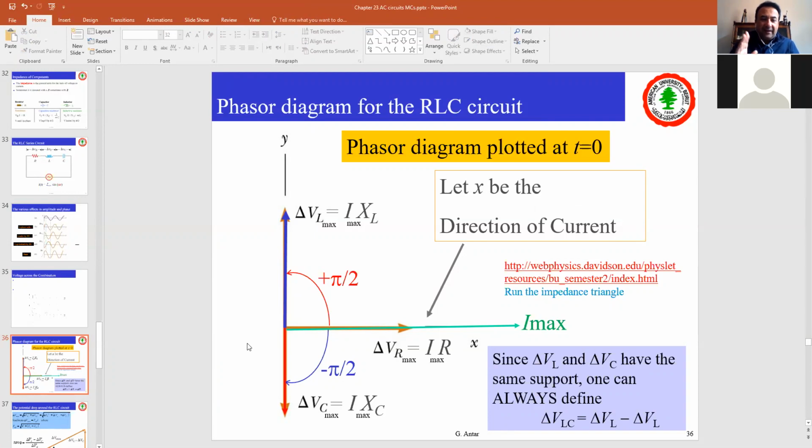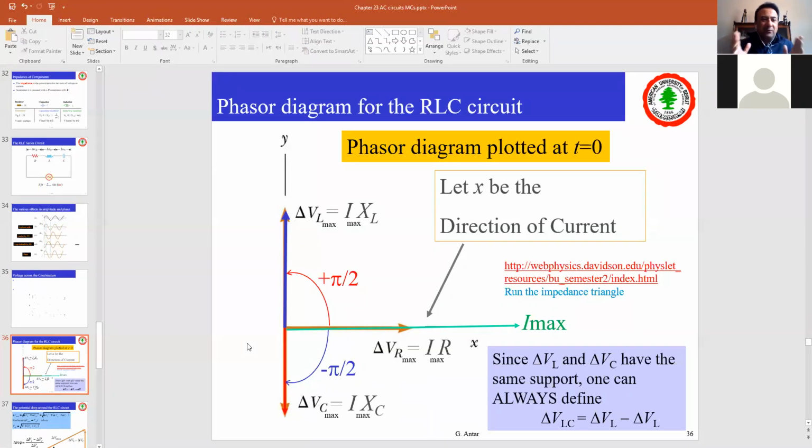So what do we have? We have delta VL, which is going to give me plus pi over 2, and delta VC will give me minus pi over 2. Consequently, and this is at any time t, not only at t equal to 0. This is always, as I said last time, that the capacitor always gives a plus pi over 2 phase difference, and the inductors always give minus pi over 2 phase difference.